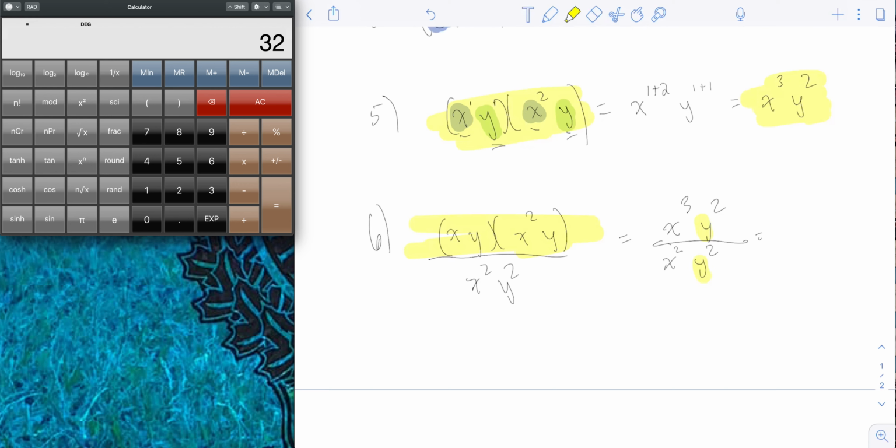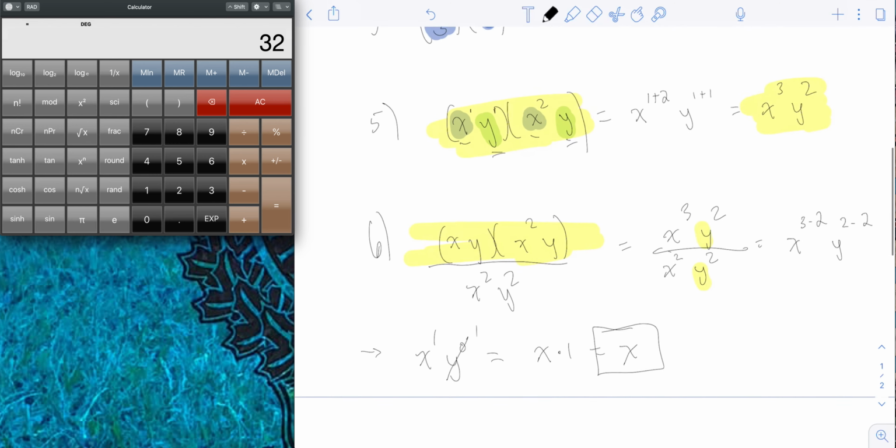So let's just do our exponent laws on this, and then we'll get a final answer. It's going to be x to the 3 minus 2, and then y to the 2 minus 2. So if I bring this down, I'm going to get x to the 3 minus 2 is 1, and y to the 2 minus 2 is 0. Anything to the power of 0 is equal to 1. And so your answer is just going to be x, because this is going to be 1. So it's going to be x times 1, which is going to equal x. And that's your final answer.